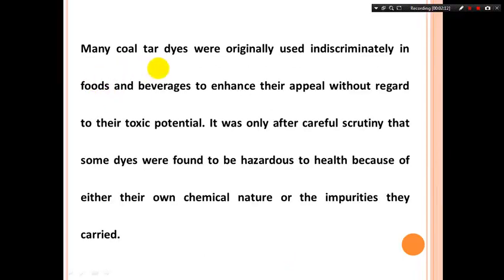At the time, they used these coloring agents randomly, just to make the product look more appealing, without taking into consideration the toxic potential effect of these coloring agents. So we must make careful scrutiny of the dyes to prevent harmful effects to health because of their chemical nature or the impurities that they carry.